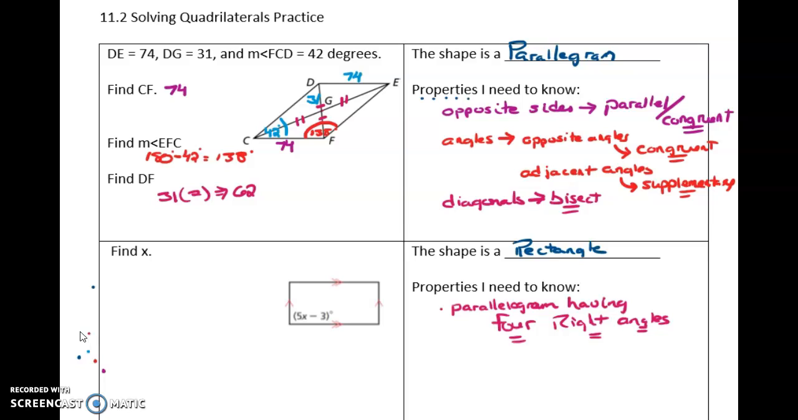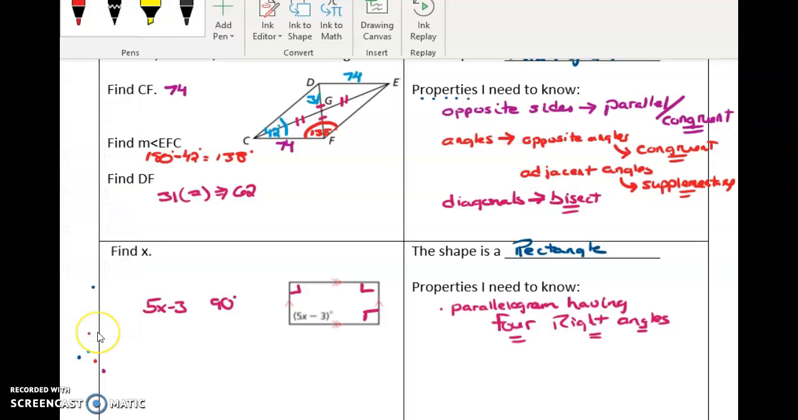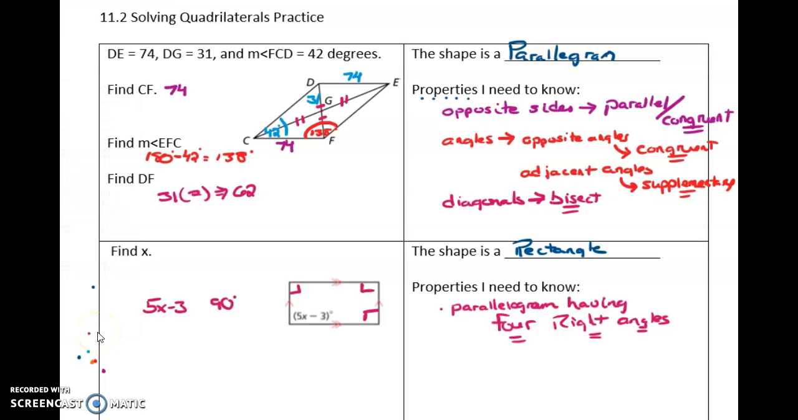So here's what you know. If this angle is 5x minus 3 and it's supposed to be a right angle, think about this: it means all these angles should be right angles, which means all these angles should be 90 degrees. So when you know things should be the same, what you should do is come over here to the side and say 5x minus 3. We know it should be 90 degrees. So let's go ahead, it's going to be ugly colors here: 5x minus 3 and 90. We know they should both be the same.